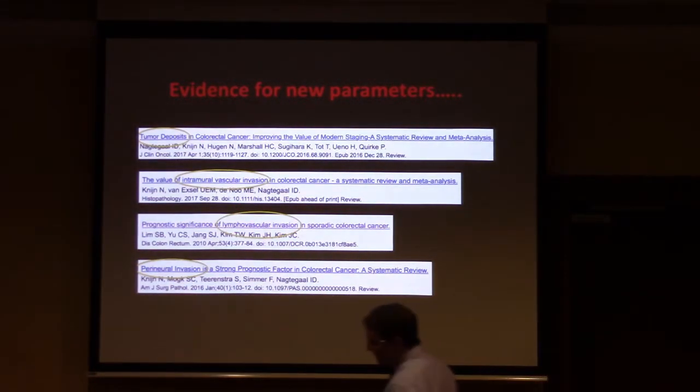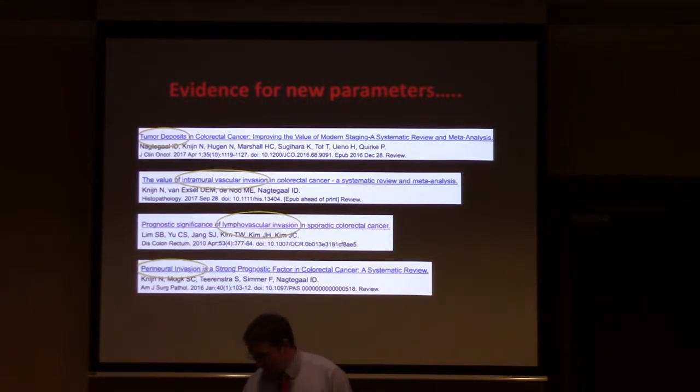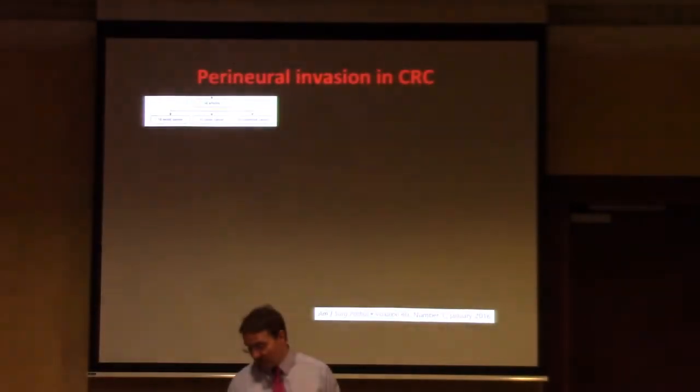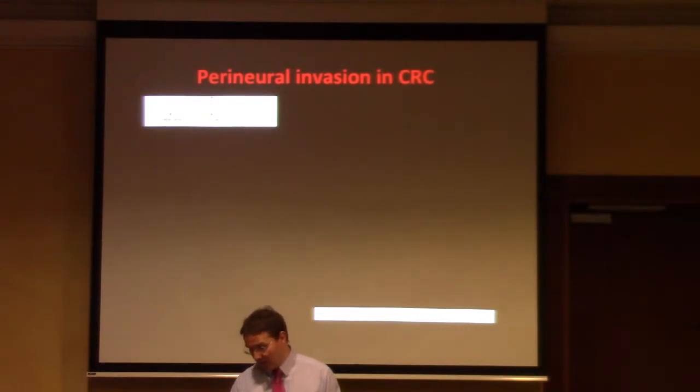There's meta-analysis of each of these that has shown them to be of prognostic significance. I'm just going to show evidence for one of these as an example, because it was the one that surprised me the most perhaps, the systematic review of the significance of perineural invasion reported in the American Journal of Surgical Pathology a couple of years ago.